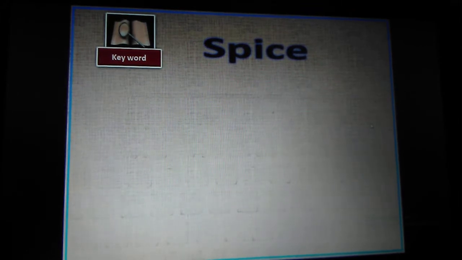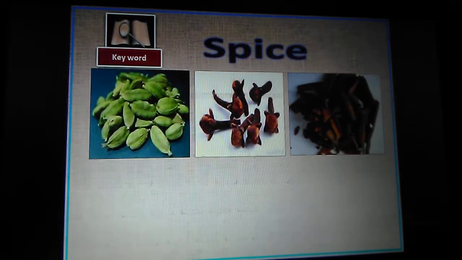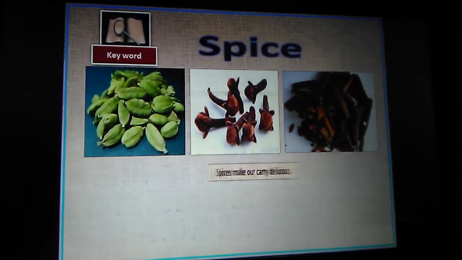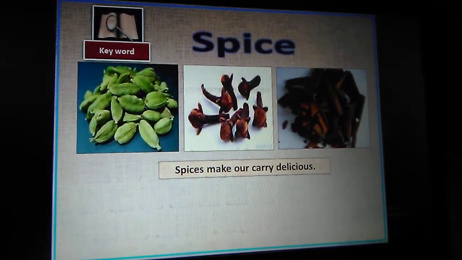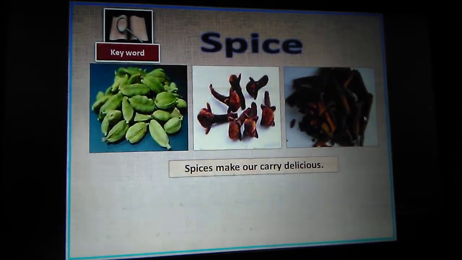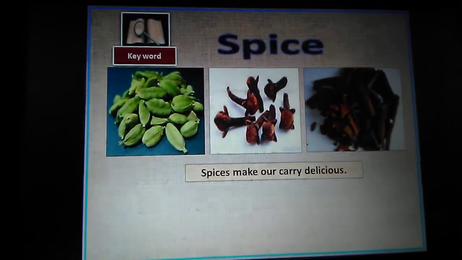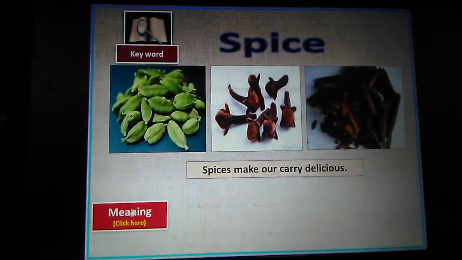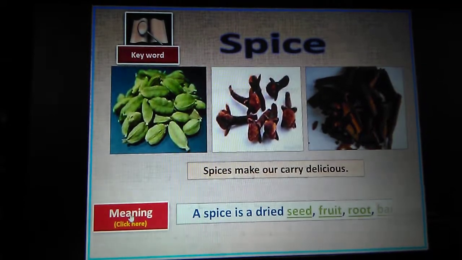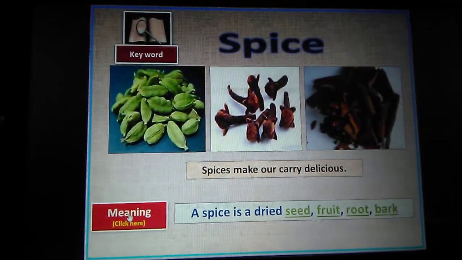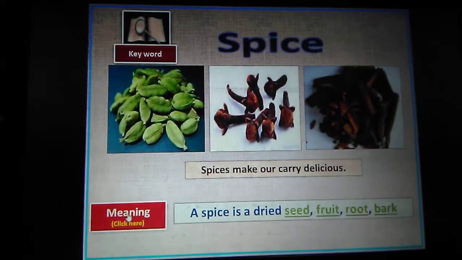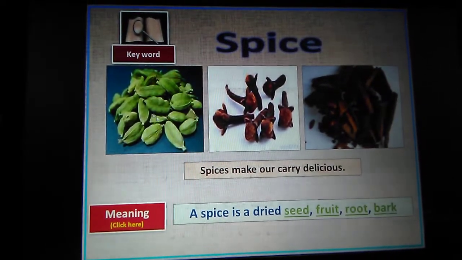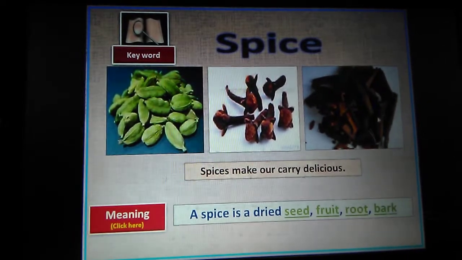Next, spice. You can guess the meaning of the word seeing the picture. We can make a sentence: spices make our curry delicious. Okay, all of you know spices are added to make your food delicious. What is the meaning? Spice is a dried seed, fruit, root, or bud. Okay, these are dried. This is the fruit. It is also fruit, but it is the bark.